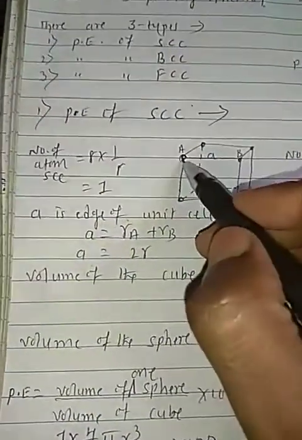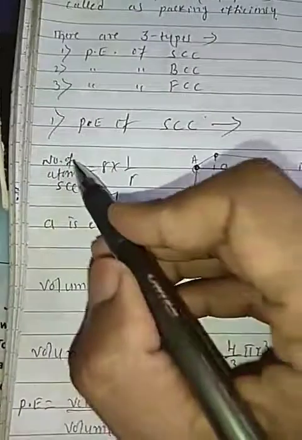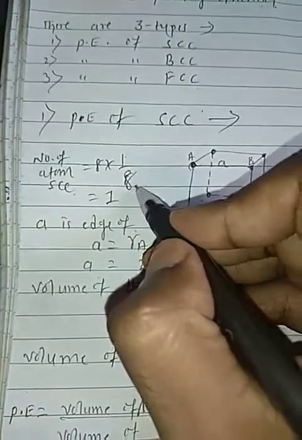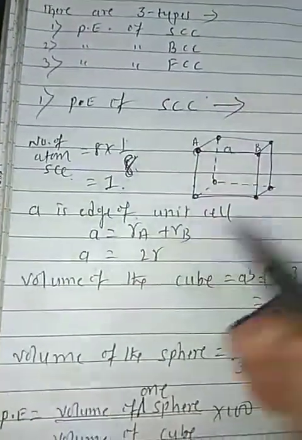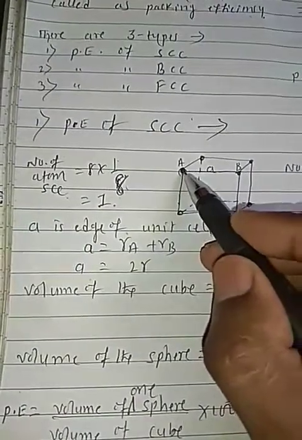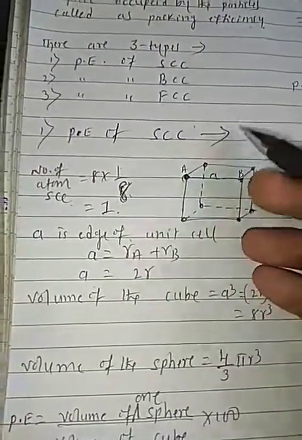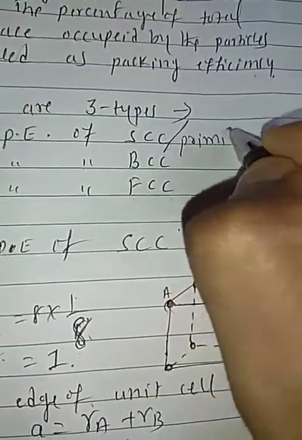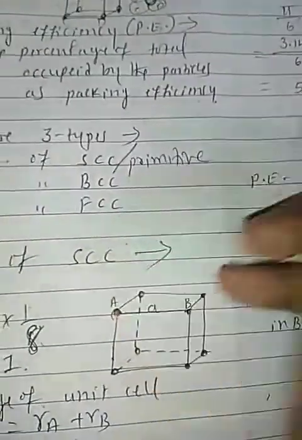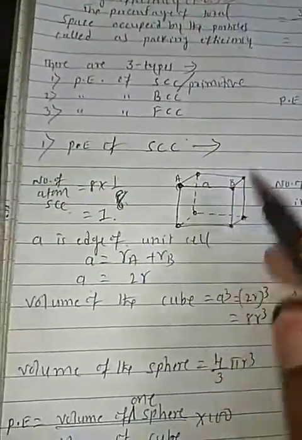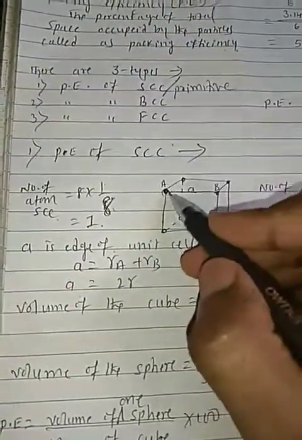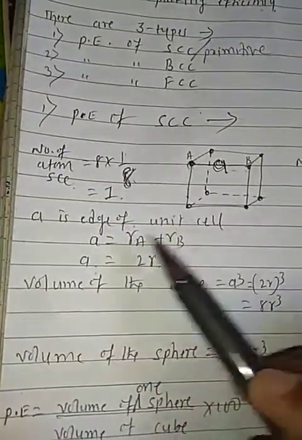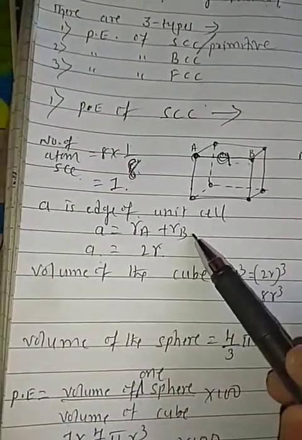Let's see, students. We are using A atom and B atom here. We already know the number of atoms in SCC: 8 atoms, contribution 1 by 8, so the total number of atoms is 1. Simple cubic is also called primitive cubic crystal. It means constituent particles are only at the corners. So the edge length of the unit cell a is equal to RA plus RB, that is a is equal to 2R.